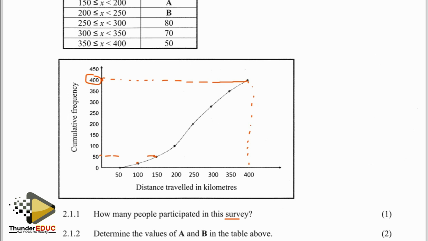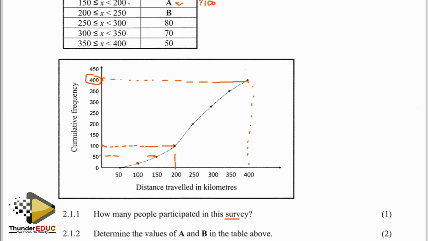So for me to find the value of A, let me write this as a 20, this as 50. Then to get this, I need to find the cumulative at 200. At 200, I'm seeing the cumulative to be 100. Okay, 200 goes with 100. So if the cumulative here is 100, I have to just subtract these two. 50 and 100 subtracted, I'm going to get A as 50.